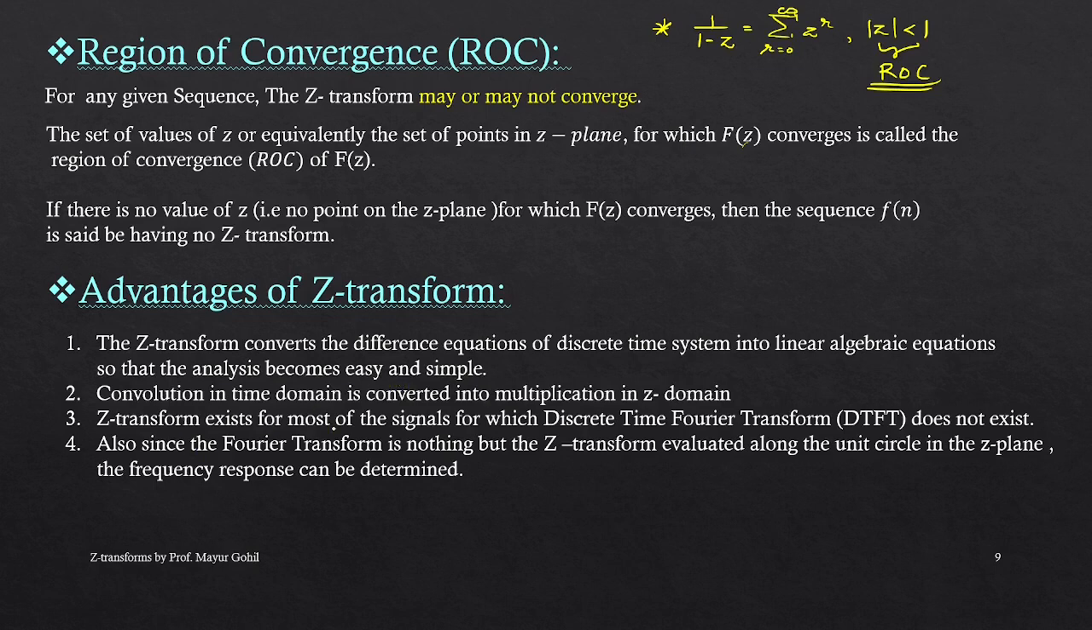So Z transform exists for most of the signals in DTFT. Now if you have ever dealt with DTFT, you would realize all these concepts are very much there. And then the Fourier transform is nothing but the Z transform evaluated along the unit circle in the z plane, and the frequency response can be determined. When you deal with engineering concepts, you would get all these things in detail, or if you deal with Fourier transform and other topics, you would see all these things.